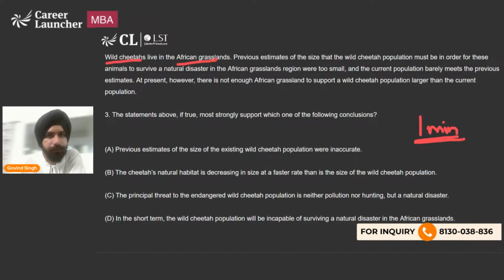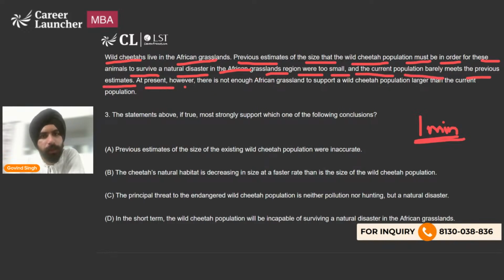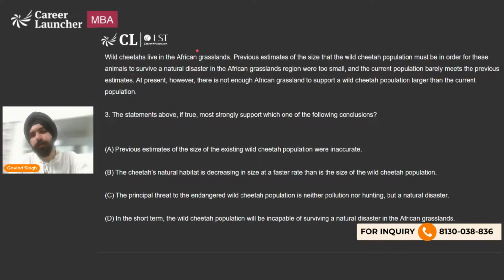Wild cheetahs live in the African grasslands. Okay. Previous estimates of the size that the wild cheetah population must be in order for these animals to survive a natural disaster in the African grasslands region were too small. And the current population barely meets the previous estimates. At present, however, there is not enough African grassland to support a wild cheetah population larger than the current population. So we are talking about two things. One is survival of the cheetahs, for which they need a larger population, and currently enough African grassland is not available to support a bigger cheetah population.